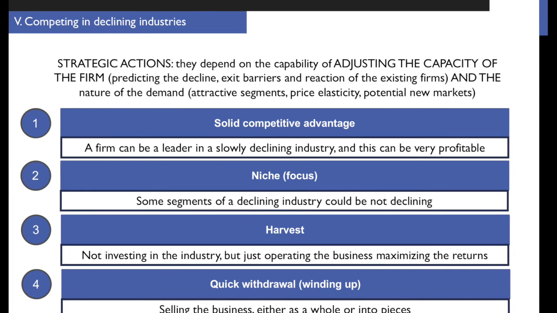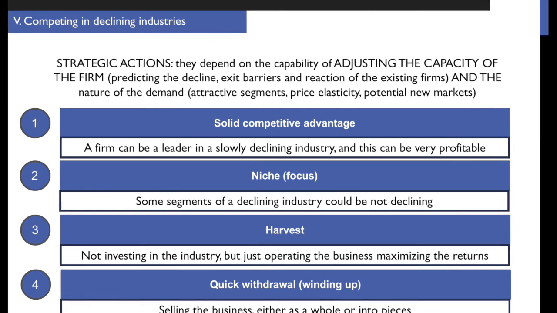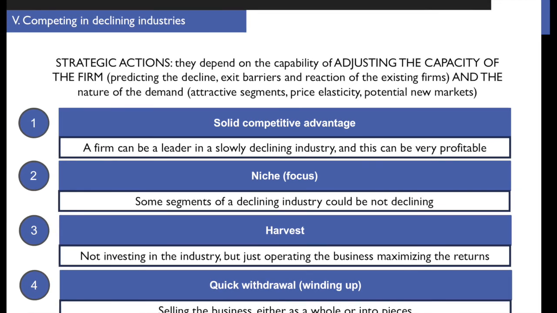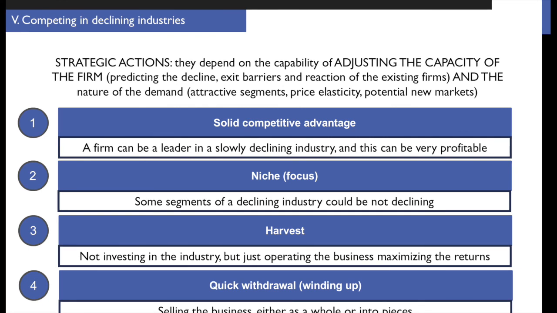Finally, the last possibility is quick withdrawal, winding up. There are two moments. If you are able to foresee, to anticipate the decline, you will try to sell the business before the decline starts. If you try to sell the business once the decline has started, you are not going to be paid a lot. So normally you will try to sell your business into pieces, to liquidate it, okay?